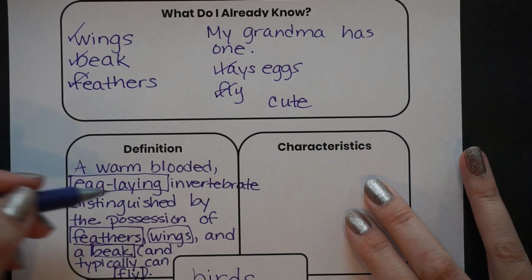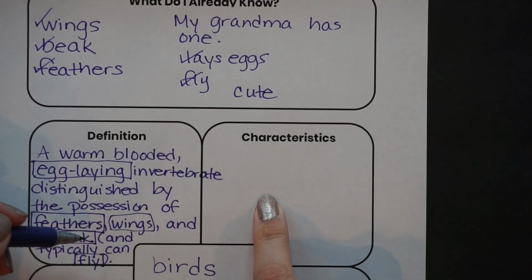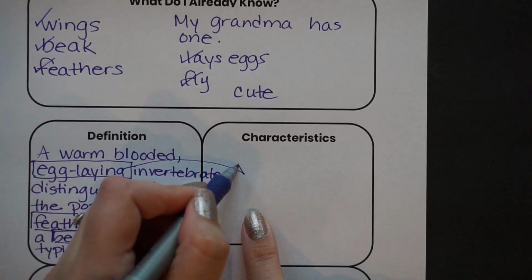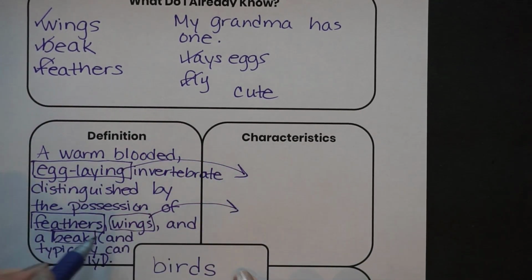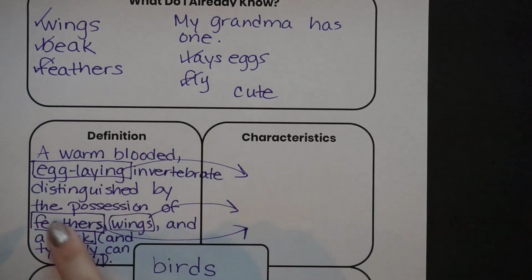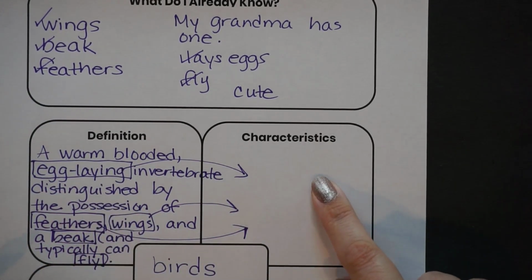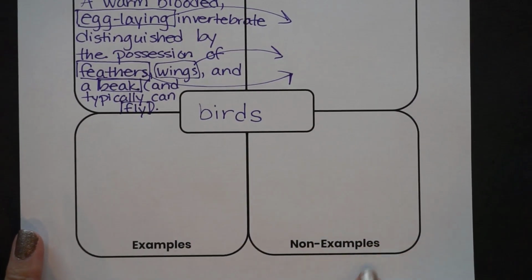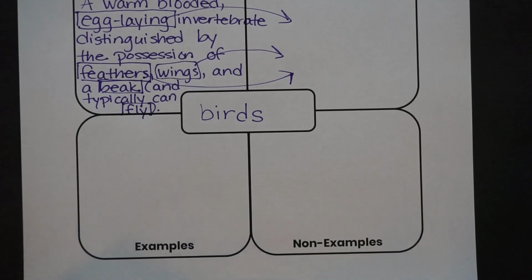Now characteristics, a lot of these are the same. So I find this really redundant. Obviously, egg laying is a characteristic, wings is a characteristic, etc. So you would pull out those pieces and write them here. Now when we go to the bottom section, examples and non-examples, this is where this model really shines.